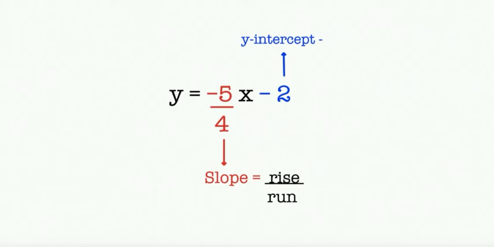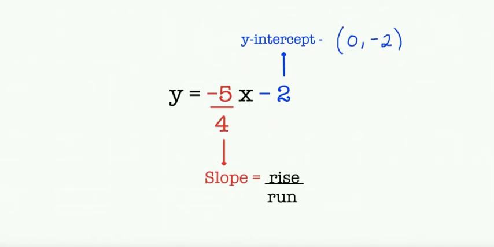So in this case, our y-intercept is -2 because our equation is y = -5/4x - 2. Because we're subtracting 2, our y-intercept is negative. And because our y-intercept is (0, b), we're going to represent this as (0, -2). And remember that our y-intercept is our initial value.